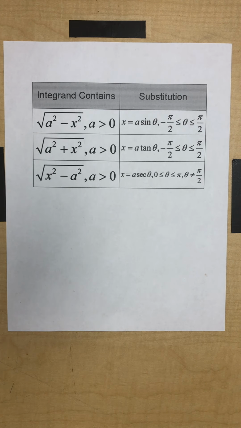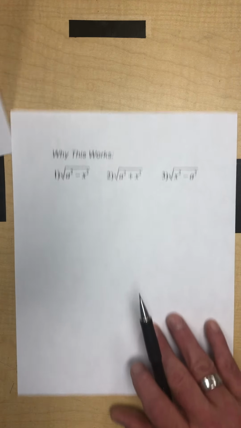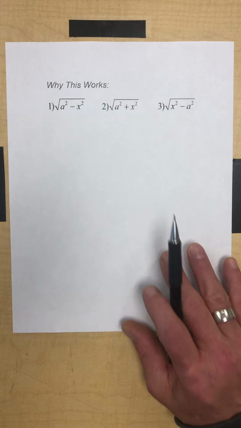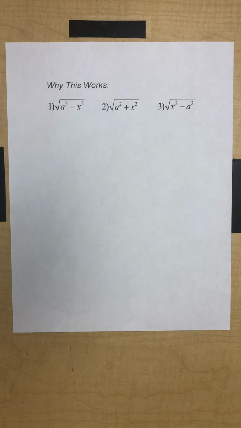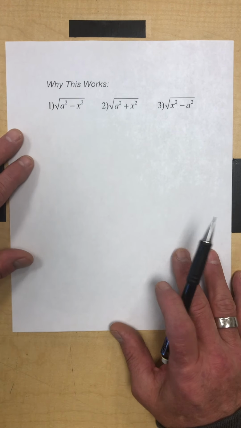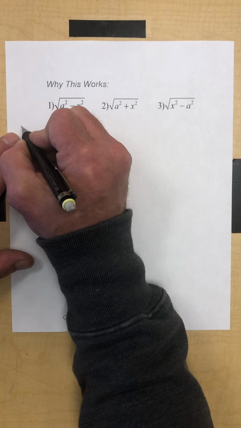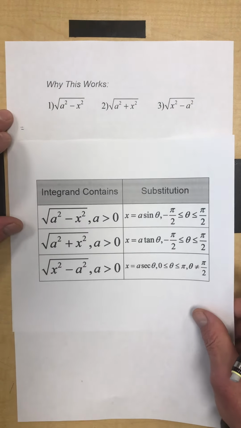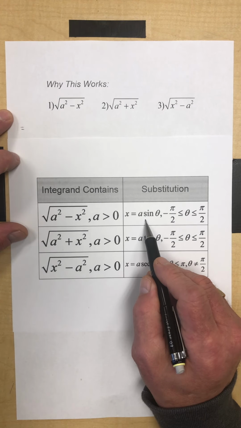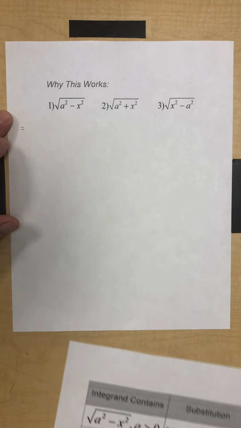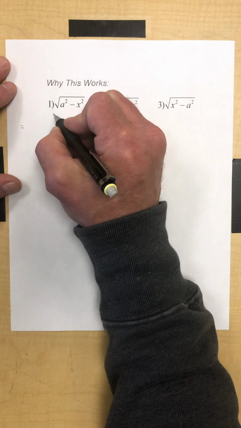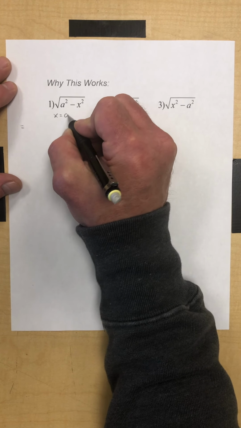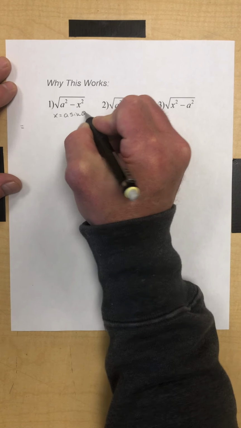Now you say, well, why does this stuff work? I'll show you. One of the biggest problems here is getting rid of that square root. That's what makes our life tough. So why does this work? If we look at this first one right here, it's a squared minus x squared. So I go here and I say, okay, that's right here, so I have to put in a sine of theta for x. So for this one, we would say x equals a times the sine of theta.